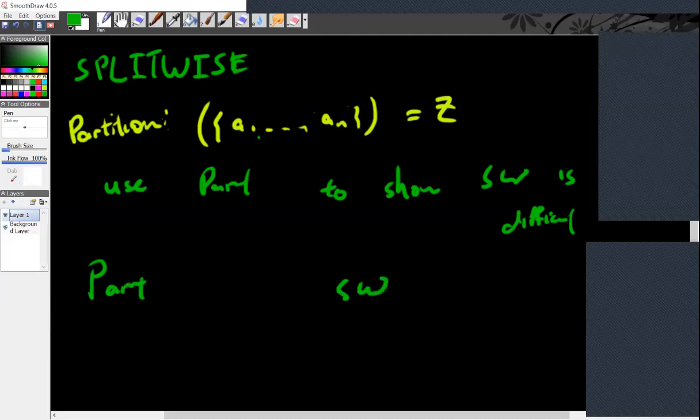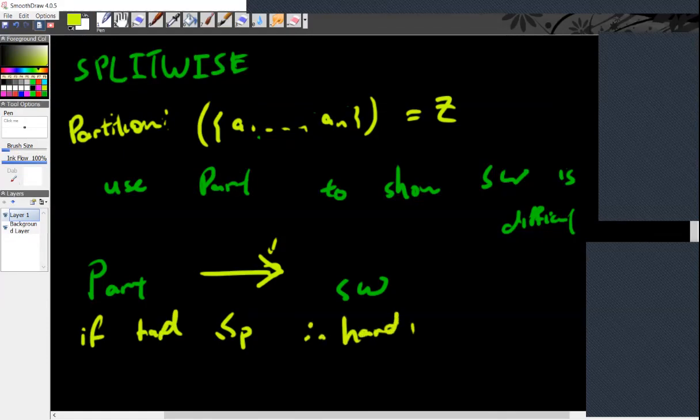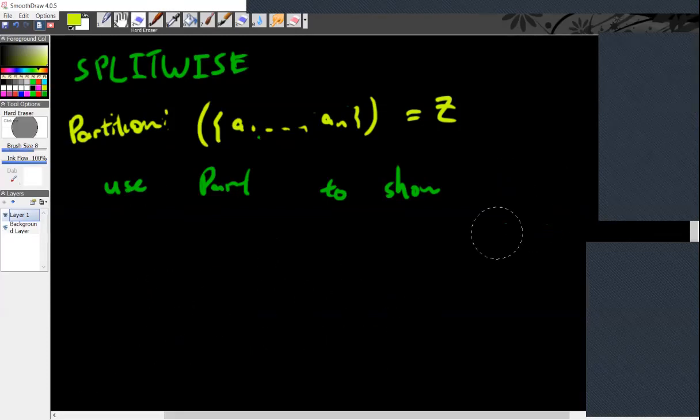So fill in the blank here. Which direction should the reduction be? Partition to Splitwise. Yeah, that's right. All right. So remember, if I want to show Splitwise is difficult, you do the reduction like this, because if you take the arrowhead, you flip it. So this inequality tells you that if partition is hard, you can conclude that Splitwise is hard. Okay, so that's how we're going to do the direction. Great.